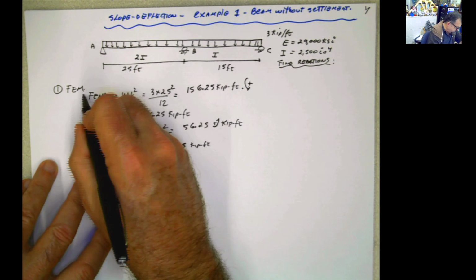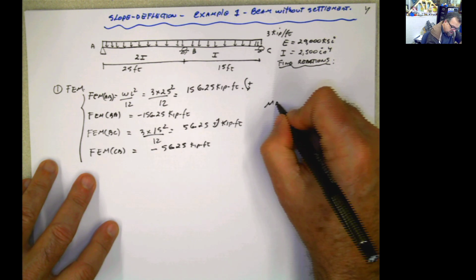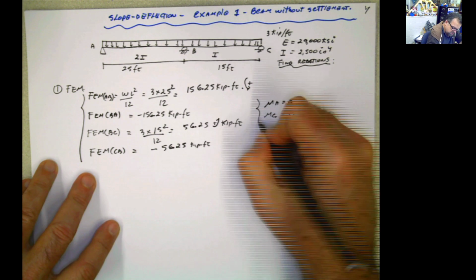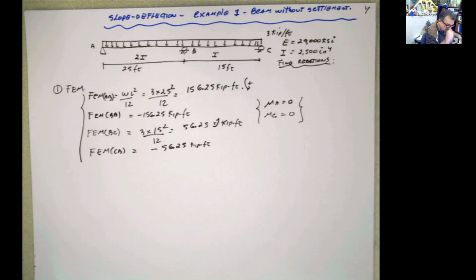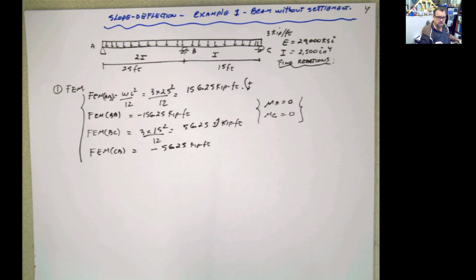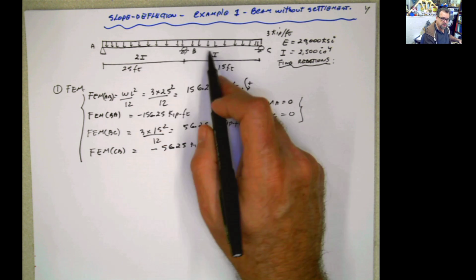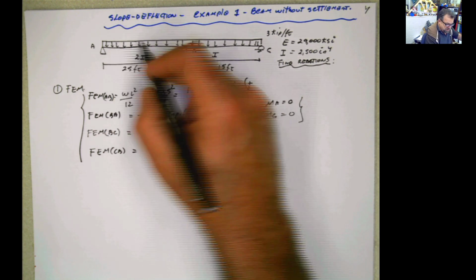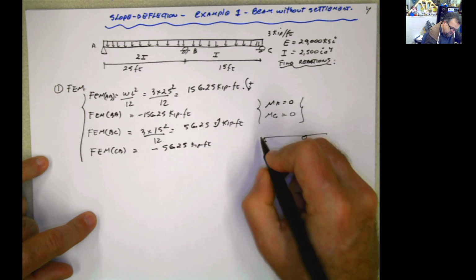Also, we know beforehand that the moment at A is 0, and the moment at C is also 0. We know that because this is a pin and this is a roller. The moment at B, don't confuse the moment at B with the moment provided by the support B. Here we're going to have a moment, and that moment is going to come from the continuity of this beam. So it's something different. Because we're going to be using this type of equation here.